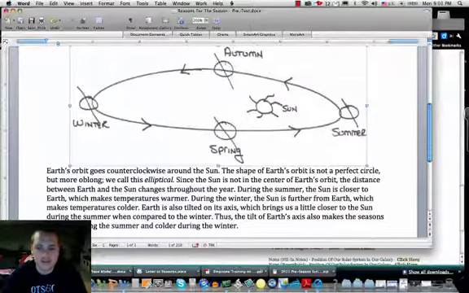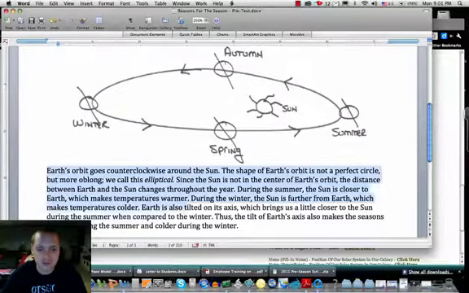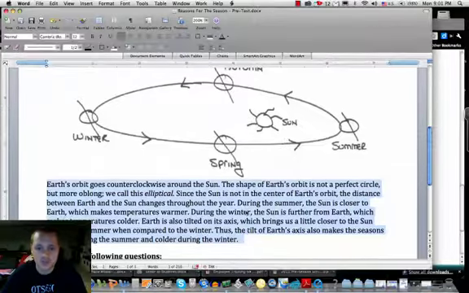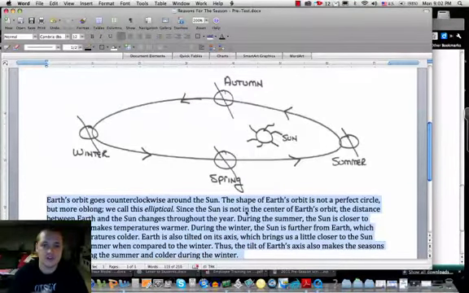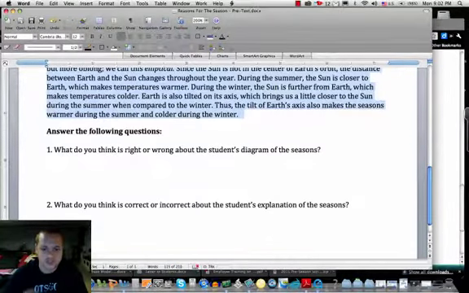Along with the diagram, the same student was asked to explain the diagram and the reasons for the seasons. So you're asked not only to look at the diagram, you're also asked to read the explanation. And then when you are done with both, then you are asked two questions.